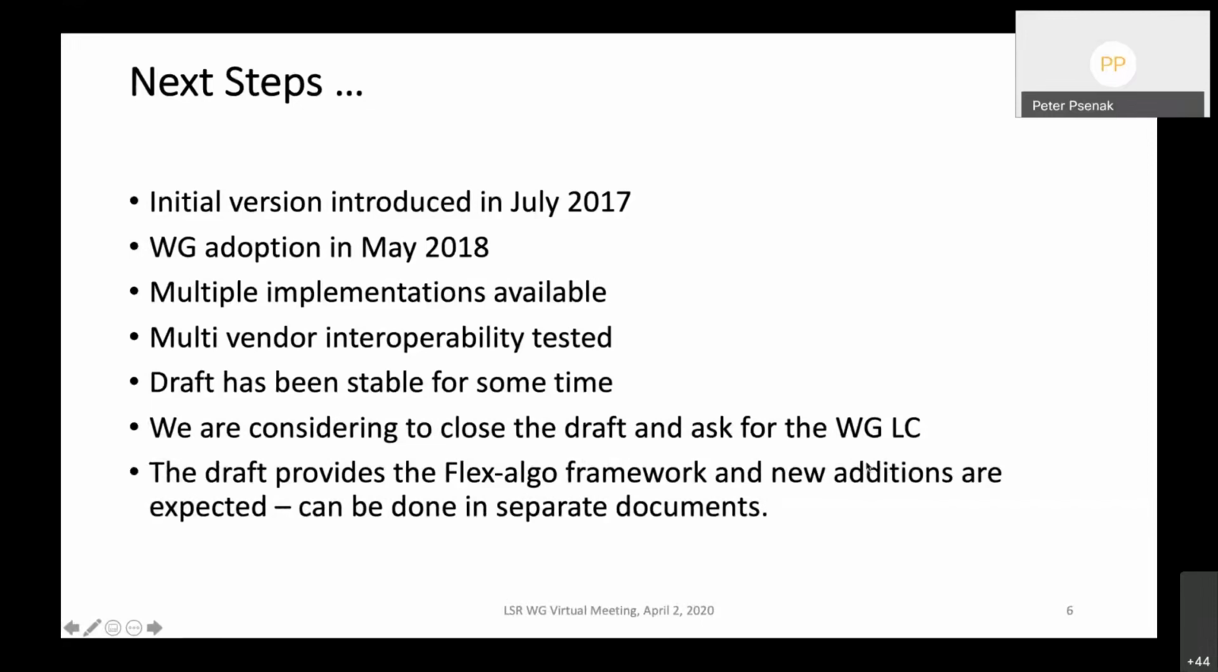We are fully aware of the fact that some other Flex-Algo constraints may come in the future, but this can be specified in a new document. We don't need to keep the architecture document with all the framework open forever. So my personal feeling is we should move with the document, and if anything needs to be added, we can add it as a separate document. That's all from my side.